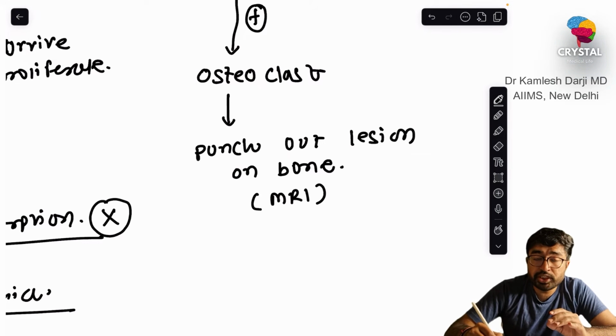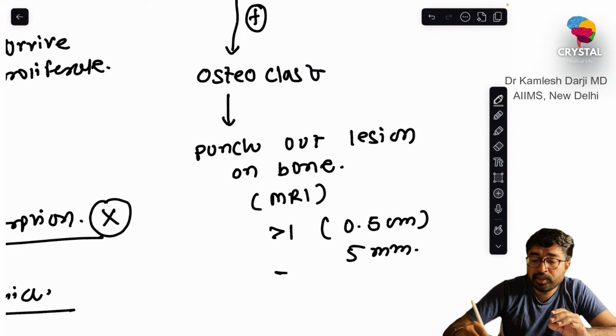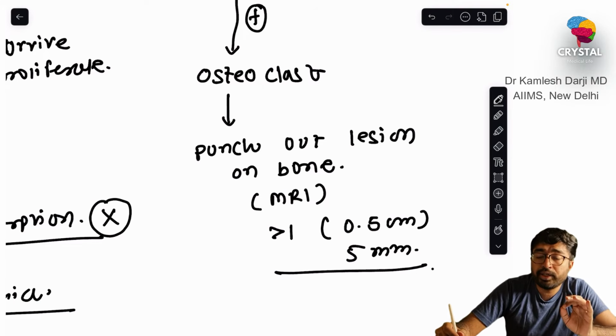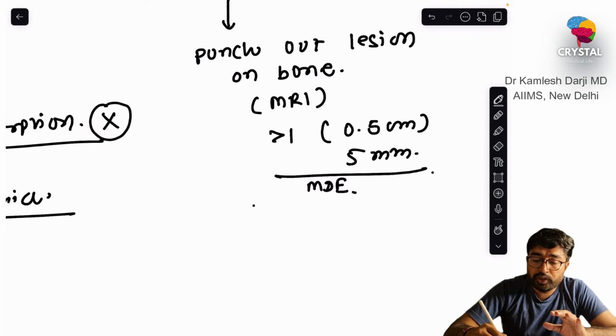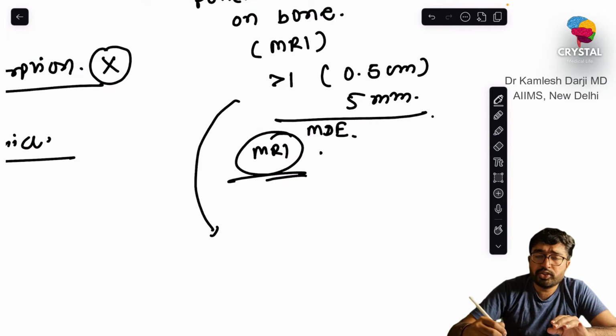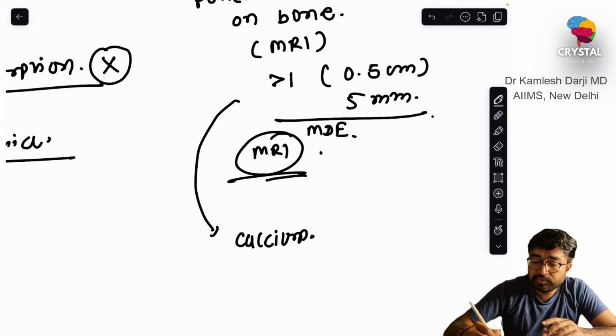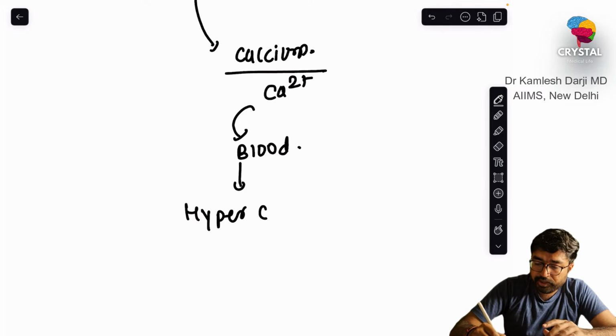If you find more than one lesion, and any lesion which is more than 0.5 centimeter or 5 mm, it is a myeloma defining event. Punch out lesions you will see on MRI. So in radiology you will see punch out lesions. Now your bones are being destroyed, so bone contains which mineral? Calcium. So your calcium will come into your blood and it will cause hypercalcemia.